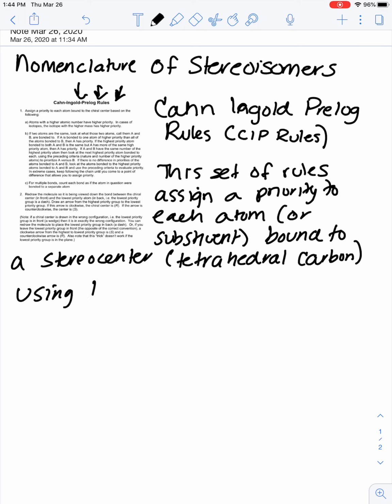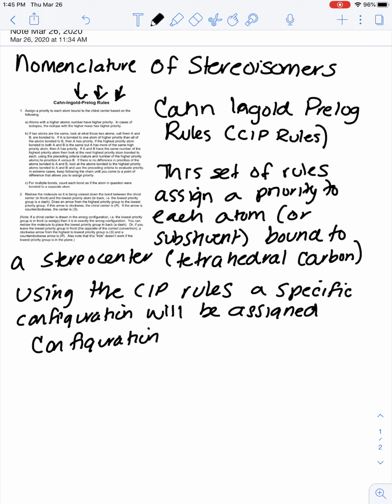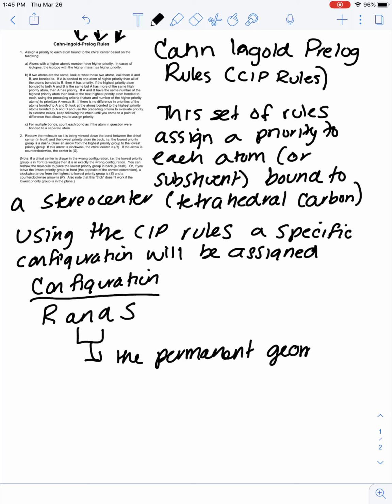So when we're using the CIP rules, a specific configuration will be assigned. We're going to have 2 different types of configurations that we're going to talk about: an R configuration and an S configuration. What this is really telling us is the permanent geometry, which is going to be defined by the spatial arrangement of the atoms.